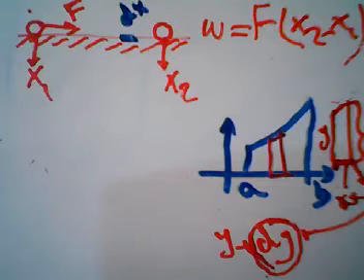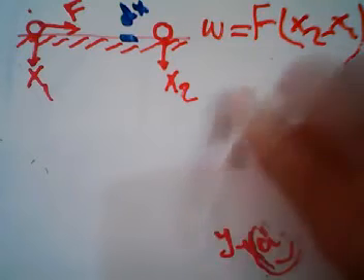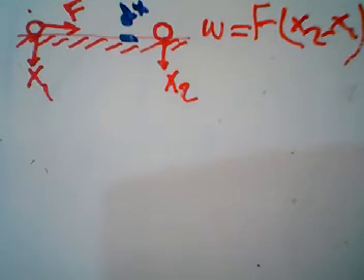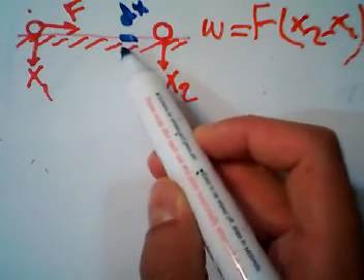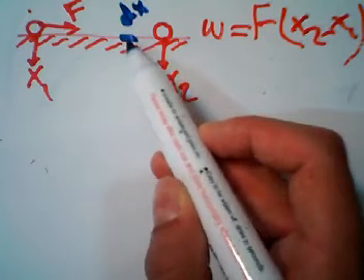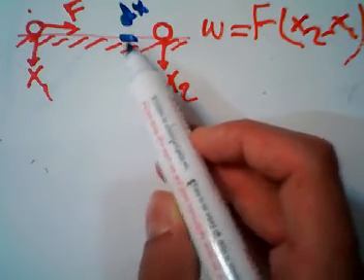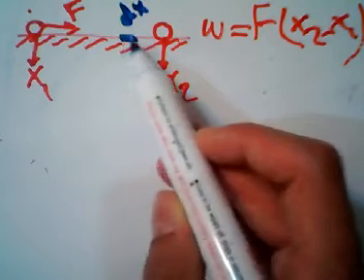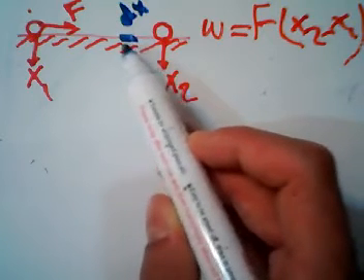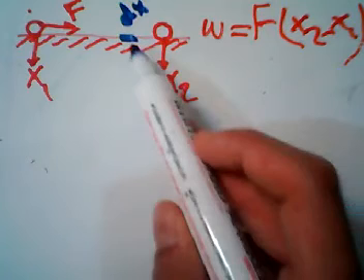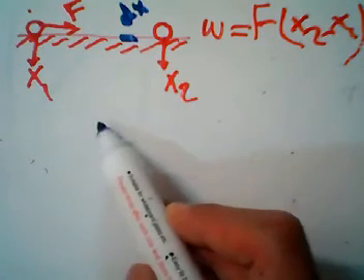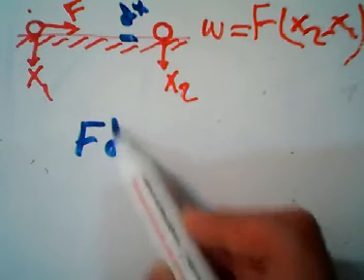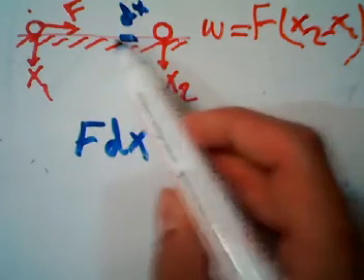Okay, now for this work for the variable force, we say the same thing, and we assume that the variation of the force over this infinitesimal length is almost constant. So the work done over it would be F times dx, the distance of this.